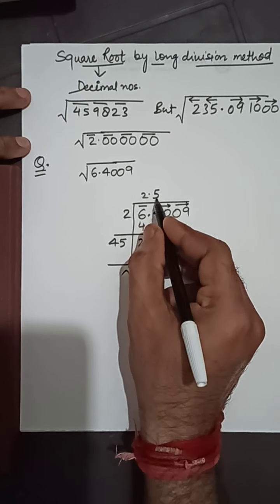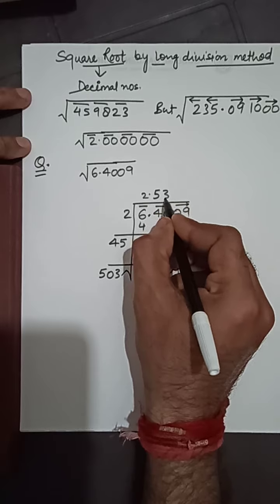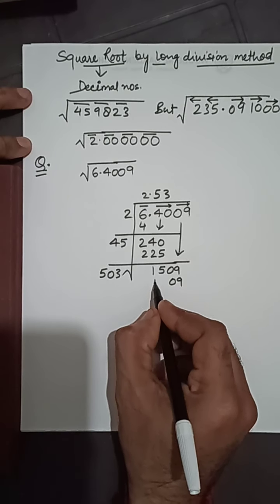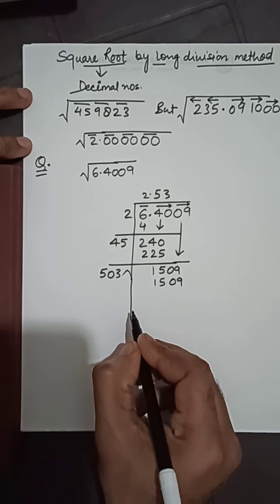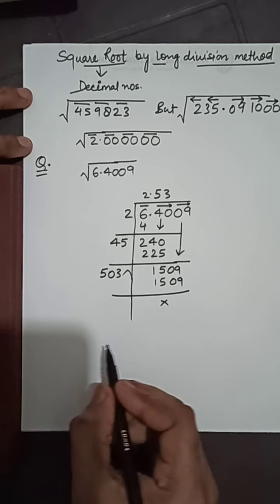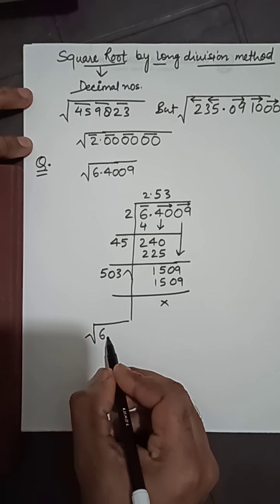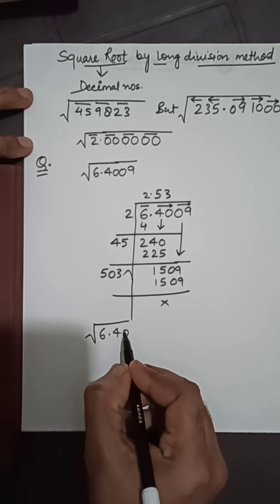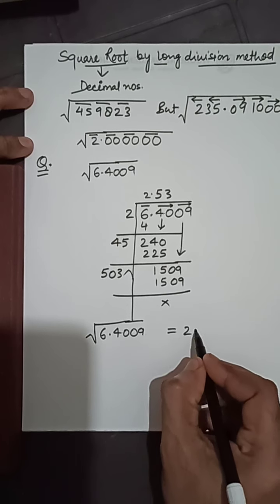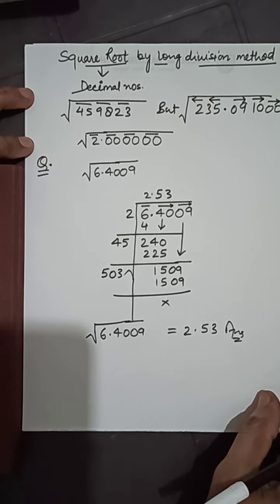9, 5 will be added over here, 50. Then 3 times we will do. 3 3 is 9 and 3 5 is 15, and now the remainder is 0. So the square root of 6.4009 is equal to 2.53. So it will be your answer.